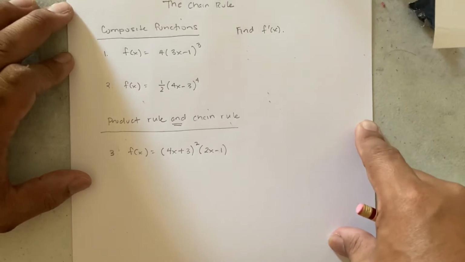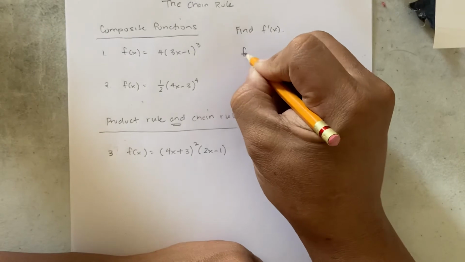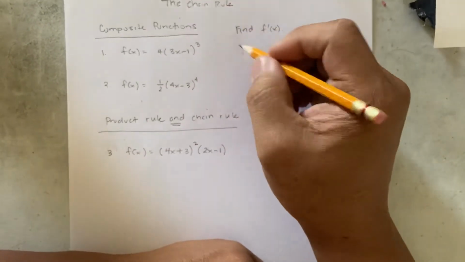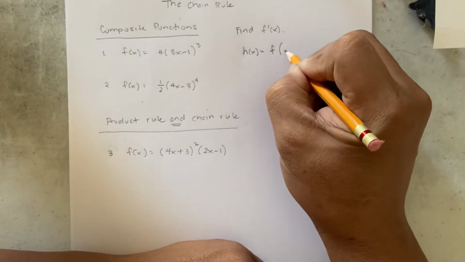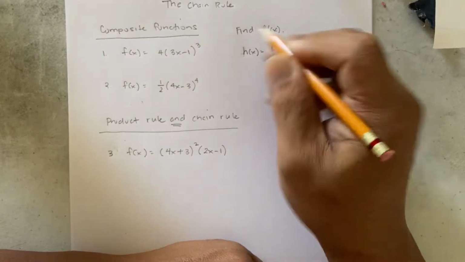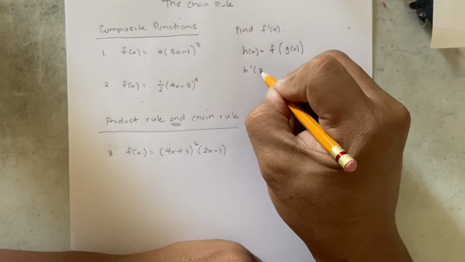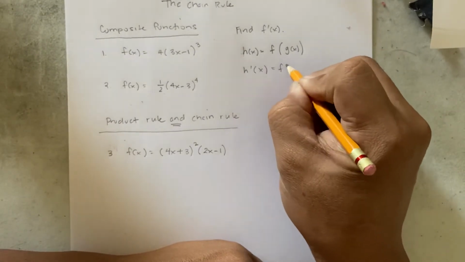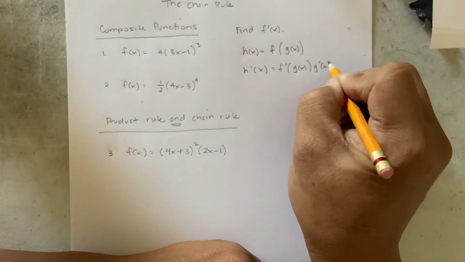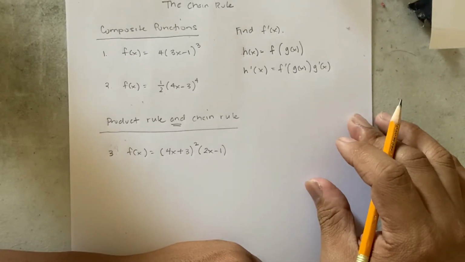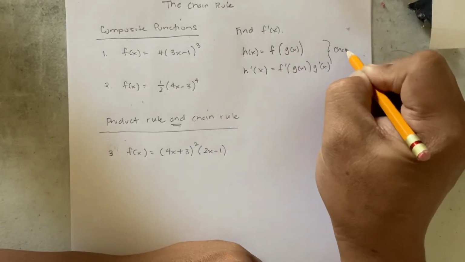Let's look at the chain rule first. I'm going to use another notation here. Let's call this h of x. A function that is the composition of two other functions. So the chain rule is found by taking h prime of x equals f prime of g of x times g prime of x. This is the chain rule. I'm going to write chain rule here.